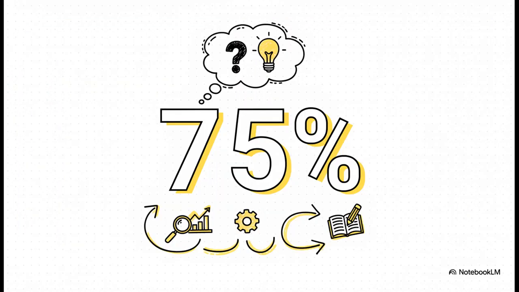And why is that constant evaluation so critical? Well, look at this number, 75%. The idea here is that most of what makes teaching effective isn't about perfectly following a script. It's about your ability to read the room, see what's working and what isn't, and adapt on the fly. That ongoing evaluation is your superpower as a teacher.